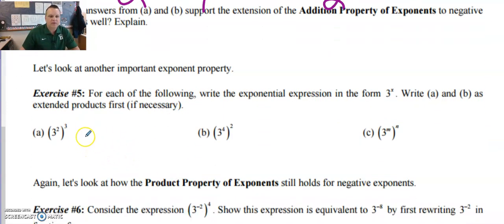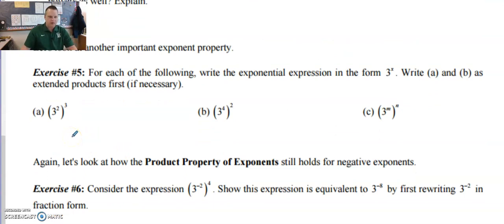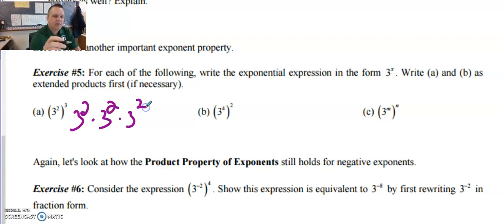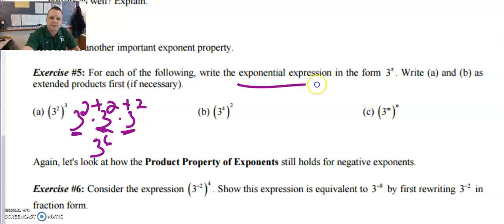So now the next exercise, if we have a power to a power. If you wanted to rewrite it like we did in one of the previous exercises, it would be 3 squared times 3 squared times 3 squared, because it's 3 squared to the third power. And then using our previous knowledge, we would add, because you're multiplying the same base, so you add the exponents, so you get 3 to the 6th power. Okay, write as an exponential expression. So how do I get the 6? I do 2 times 3. Okay, so you're multiplying. If you have a power to a power, you multiply.